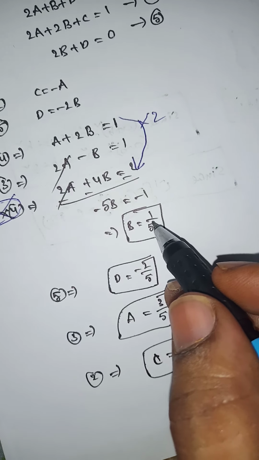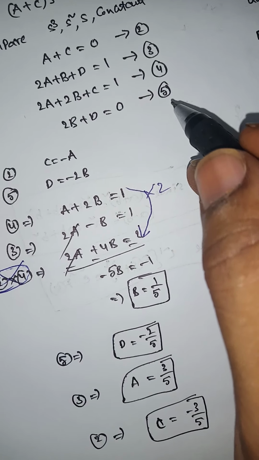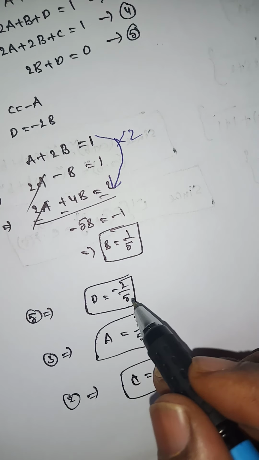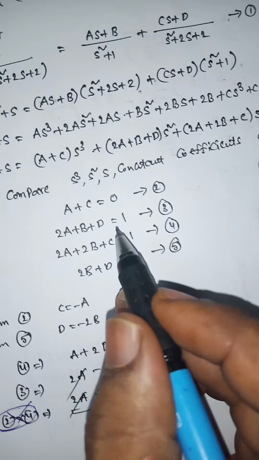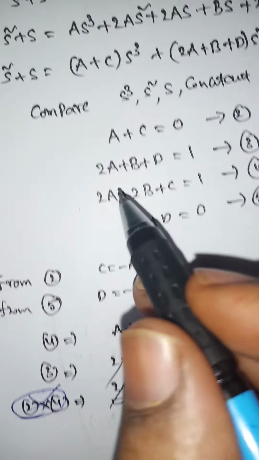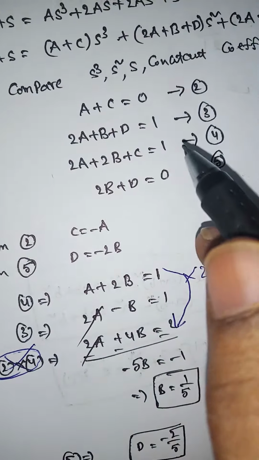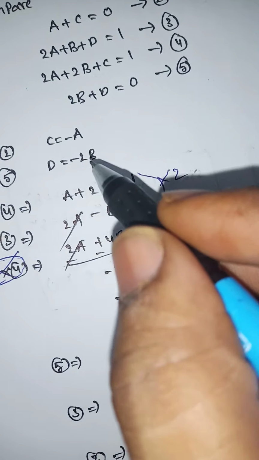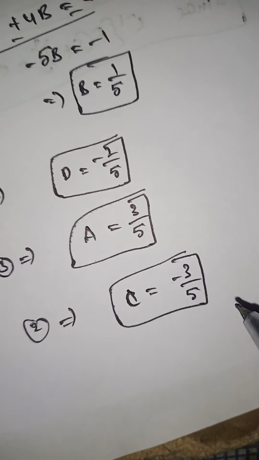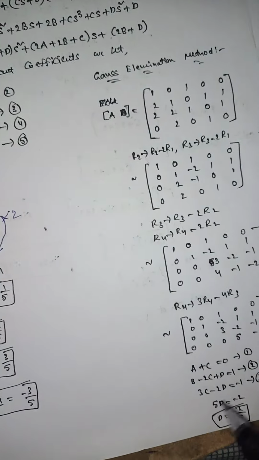Substitute this b value in 5. From 5, if you solve, d equals minus 2 by 5. Substitute these b, d values in 3, and you will get the a value. Substitute these values, the a value you got from 2. If you solve, a equals 3 by 5, c equals minus a, that means c equals minus 3 by 5. A, b, c, d values I got. Otherwise, this is another way of finding these 4 values.